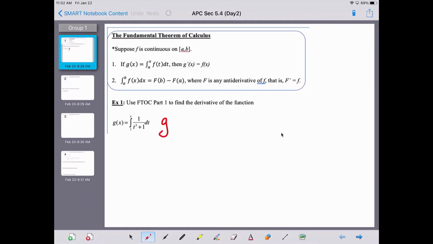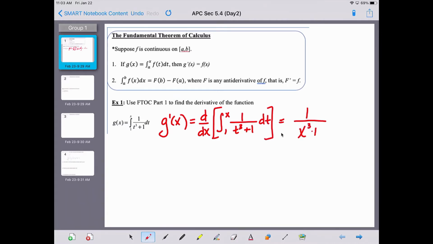So basically, by the fundamental theorem of calculus, g prime of x is going to be equal to the derivative with respect to x of this integral from 1 to x of 1 over t cubed plus 1 dt. And basically that just means that we end up with 1 over x cubed plus 1 as our derivative of our integral.